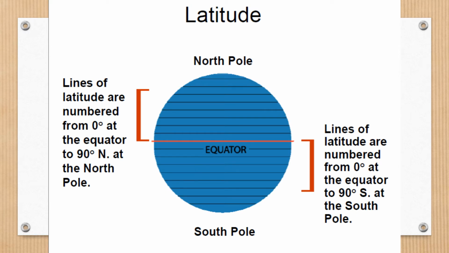Once again, the diagram tells us there is an equator in the center of the earth, which is your 0-degree latitude. The lines of latitude are numbered from 0 degrees at the equator to 90 degrees north at the North Pole, and 0 degrees equator to 90 degrees south at the South Pole. So somewhere here would be your North Pole, where we say is your 90-degree north, and exactly below that would be your South Pole, 90 degrees south.